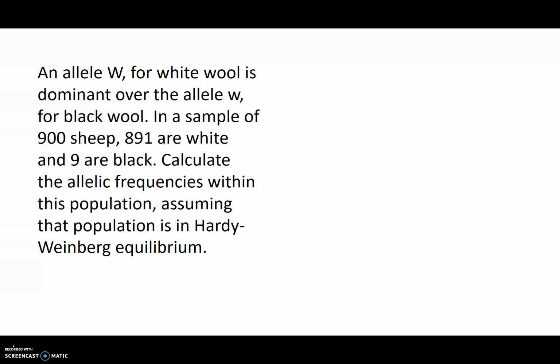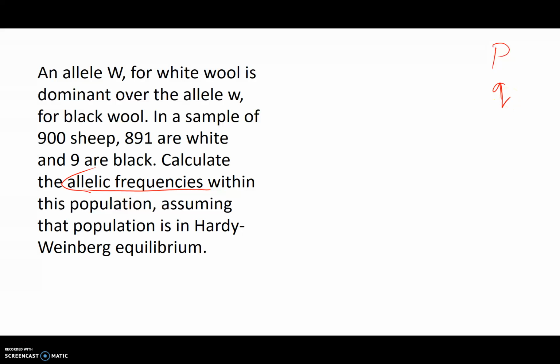So here you see an allele for white wool is dominant over the allele for black wool in sheep. So in a sample of 900 sheep, 891 are white and 9 are black. Calculate the allelic frequencies within this population, assuming that the population is in Hardy Weinberg. So the allelic frequencies are asking for a P and a Q.